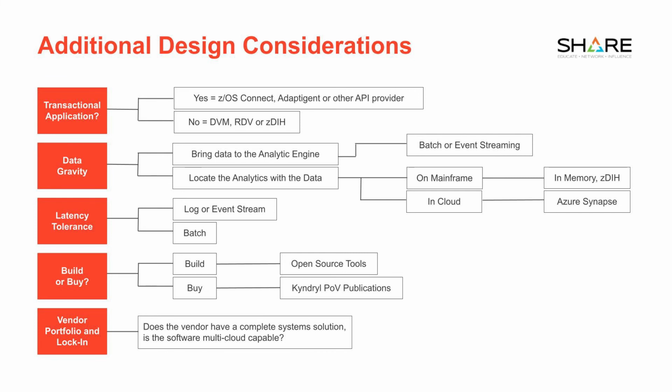Along with these, decisions have to do with latency tolerance, again with the use case of system metric monitoring and analytics. We would use a log or an event stream. And in the case of business analytics, where we're looking to gain insight from our business data, batch is more likely an effective method. And as always, the age-old question of build or buy applies to this, as does vendor portfolio lock-in.